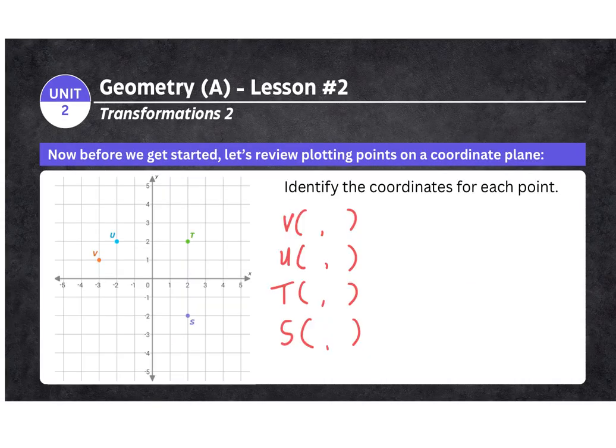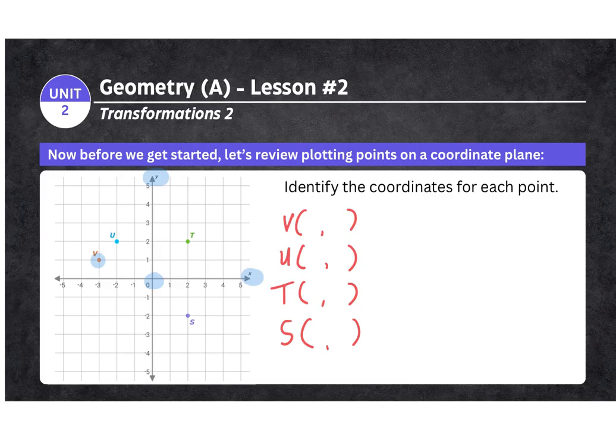All right, so in order to be successful today, we do need to quickly review how to plot points and to pull coordinates from given points. So taking a look here, remember we always start at the origin, which is our 0, 0, our center point, where our x-axis and our y-axis intersect. Now, we are going to be looking to identify the coordinates of V, and V is right there.